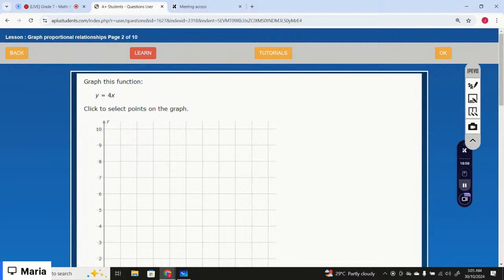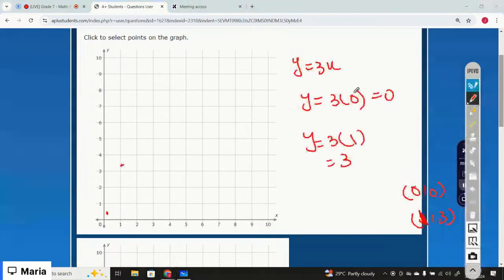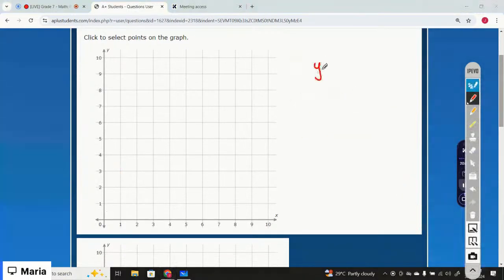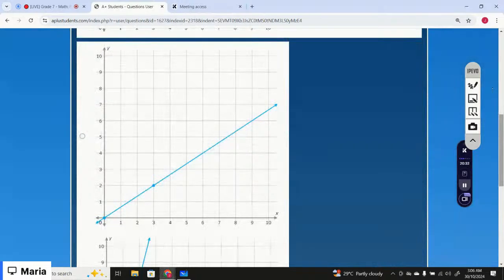Graph this function y equals 4x, right? So let's just calculate the 2 points. Then we'll see which graph is the correct one. Y equals 4x. So when x is 0, y is 0. So we have the ordered pair 0, 0. So when x equals 1, 4 times 1 is 4. So when x equals 1, y equals 4. So that is 1 and 4.